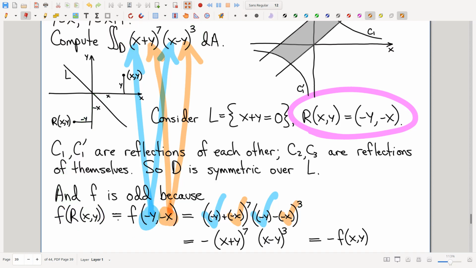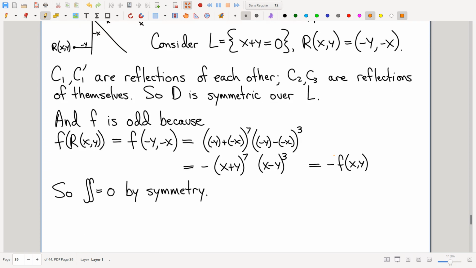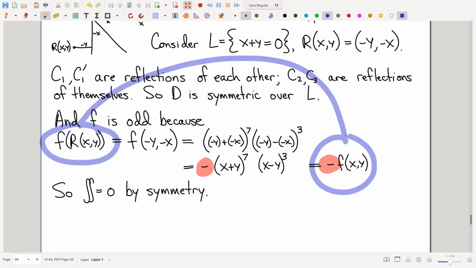Okay, so all of that noted. Then again, it's a matter of doing some algebra, and sure enough, as required, we do get this minus sign. Therefore, as required, reflecting the input negates the output, and this is an odd function, and our integral is 0 by symmetry, and we walk away. Everybody happy? Okay.